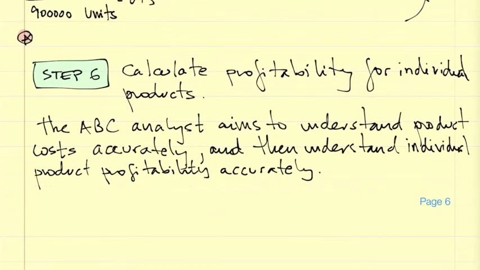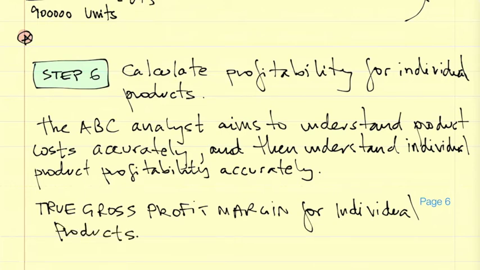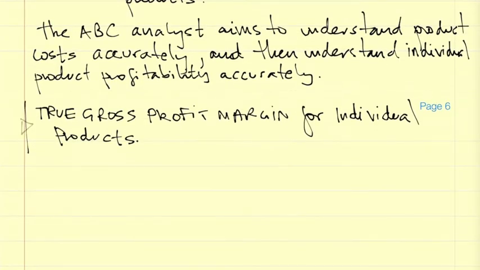The aim, in other words, is to find the true gross profit margins for individual products. So we find the true gross profit margin for individual products. This is what we are aiming at here. Accountants calculate individual products' profitability as a gross margin based on product revenues and total product production costs.